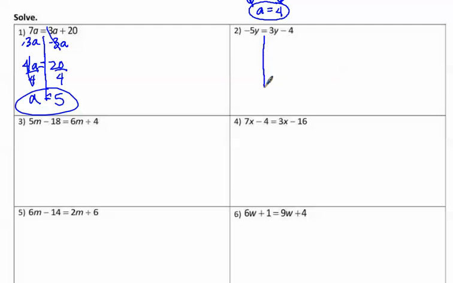Let's try problem 2. I'm going to move 3y to the left side. If I were to move the negative 5y to the right side, there would no longer be anything left on the left side. That causes problems. So I'm going to move the 3y to the left side to get a negative 8y equals negative 4. Divide each side by negative 8. A negative divided by a negative is a positive. 4 divided by 8 is 1/2.